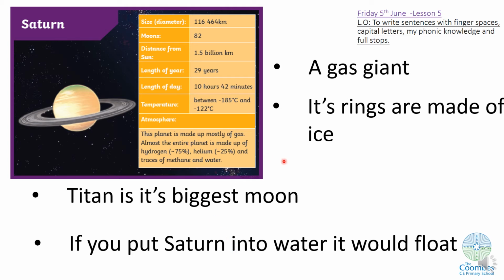So let's just recap. Saturn is a gas giant. It's mainly made up of gas and it's very, very big. Its rings are made of ice. It has 82 moons and its biggest one is called Titan. And if we were able to put Saturn into water, it would float.